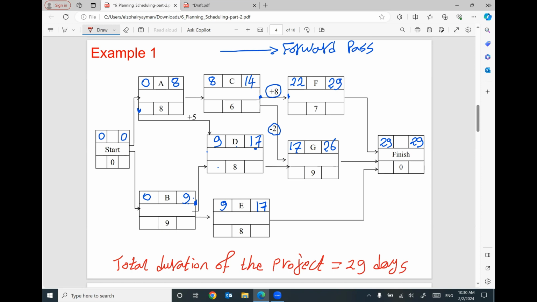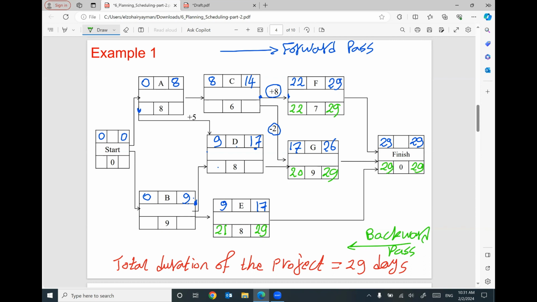Let's start the second phase, which is the backward pass. So your duration of the project will be 29 minus 0 will be 29. This 29 will be the late finish for activity F, for activity G, for activity E. So 29 minus 8 will be 21. 29 minus 1 will be 20. 29 minus 7 will be 22.